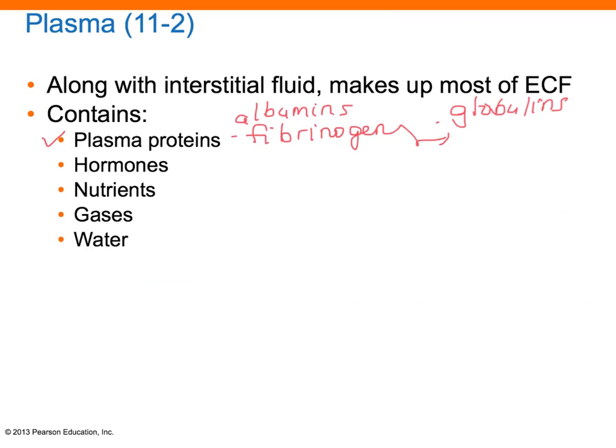Within the plasma, there are also hormones, and there are nutrients like amino acids and nucleotides, lipids. We also have gases like oxygen and carbon dioxide, and of course, water. The most important blood gases, because there are others, are oxygen and carbon dioxide. And plasma also contains a considerable amount of dissolved nitrogen, which ordinarily has no physiological function.